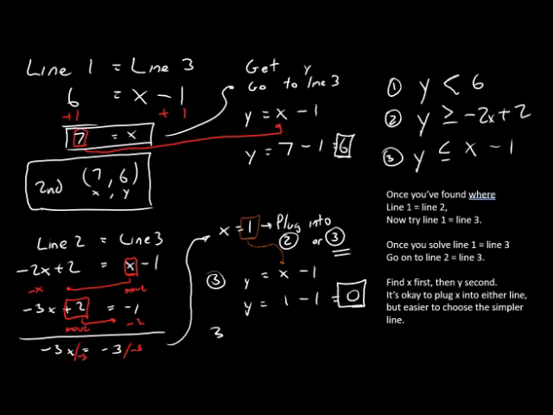Therefore, our third vertex will be x comma y. The x we found was x equals 1 earlier. The y that we found was 0, and this will be our third vertex, 1, 0. Now that we've found all three vertices, let's try to sketch a graph.